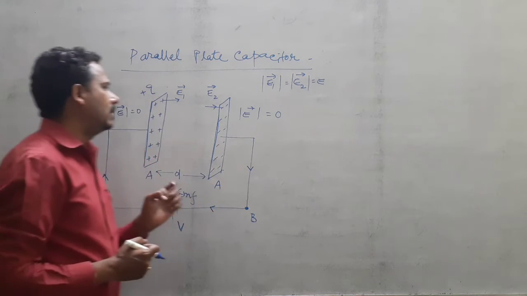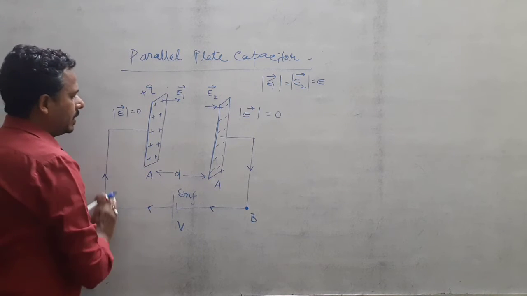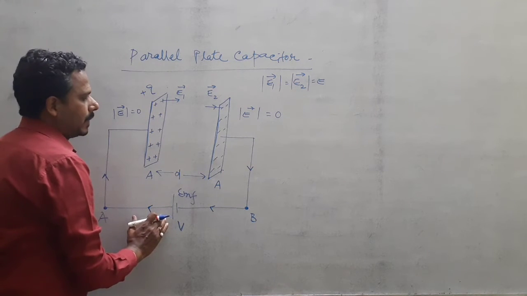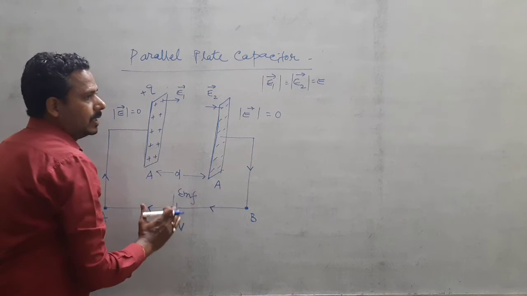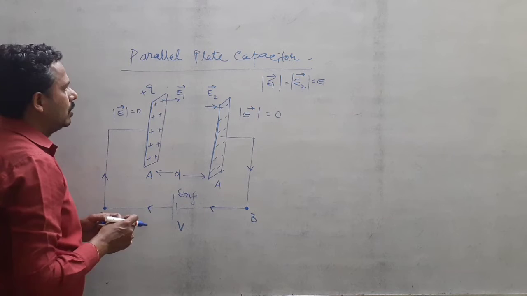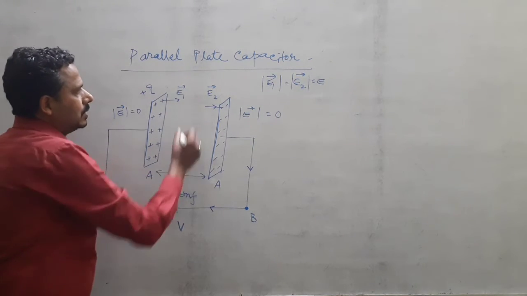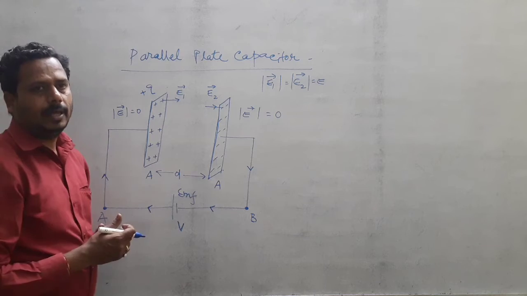But we are using one face only. Why? Because the other face is connected to the wire with this EMF. And the same thing here. That's why, by using Gauss's law, your E1 would be half of sigma by epsilon naught.